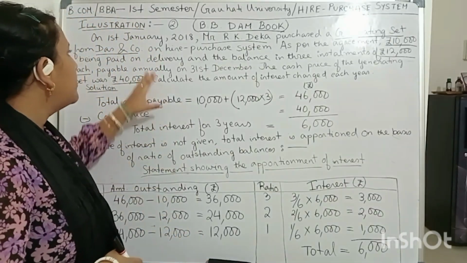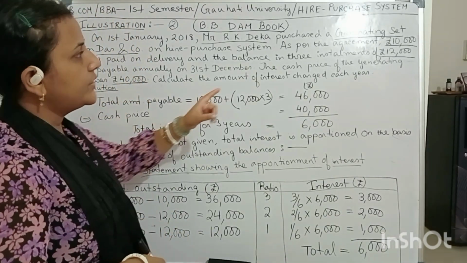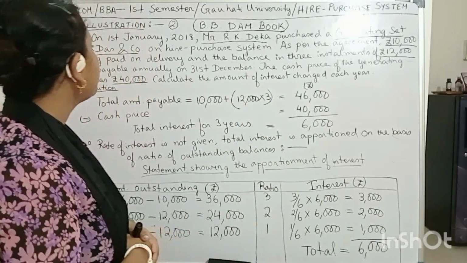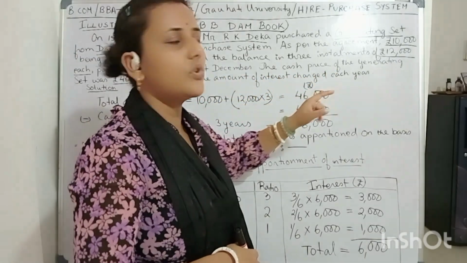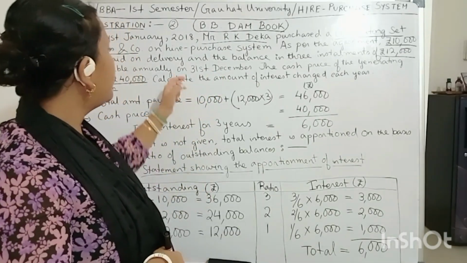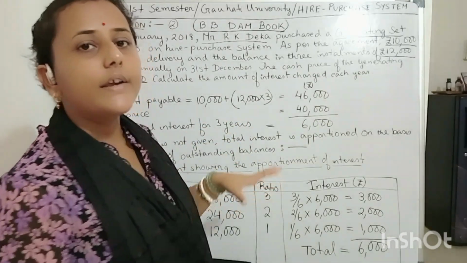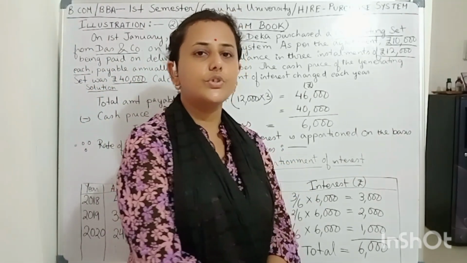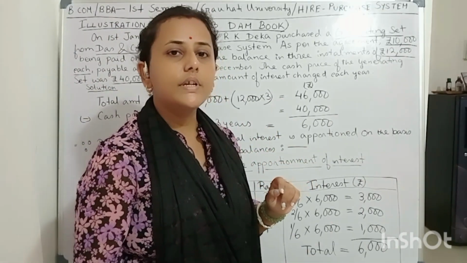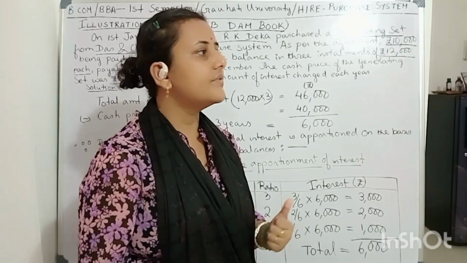So the asset was purchased on 1st of January 2018. As per the agreement, 10,000 is the amount of down payment, and the balance is paid in 3 installments of rupees 12,000 each, on 31st December annually. The cash price is given, but is any rate of interest mentioned in this question? No, there is no rate of interest given. So you have to calculate the amount of interest to be charged each year in a different way.